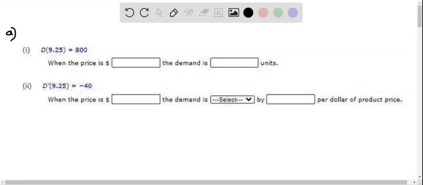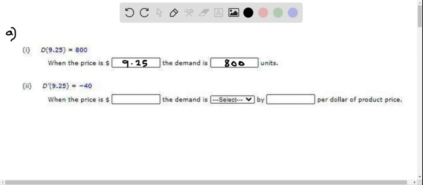Let's do part A. So here we complete the sentences. In part 1, we are given D of 9.25 equals 800. So this means when the price is $9.25, the demand is 800 units.